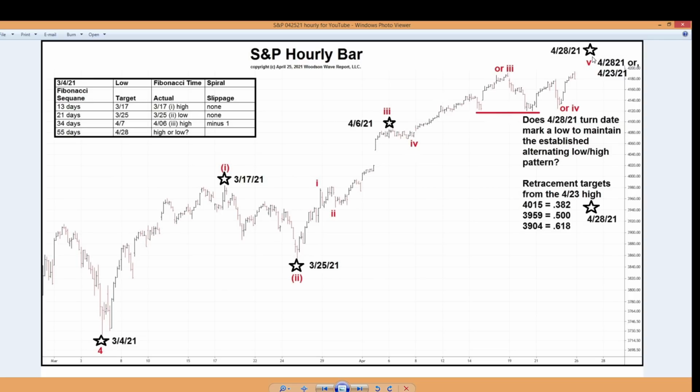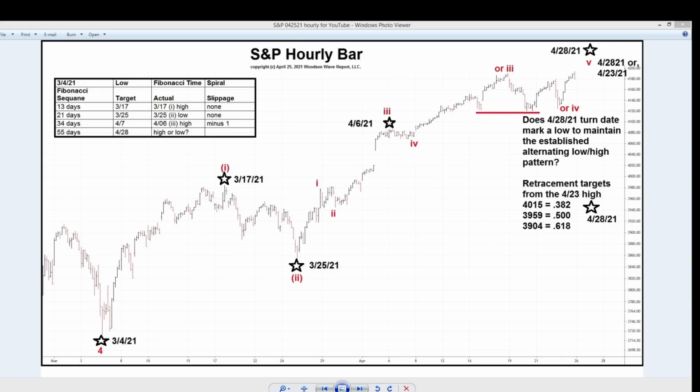So is that going to make another high, or is it going to continue alternating high, low, high, low? Was the high in on the 23rd, and now the 28th makes a retracement? That's 3 days away, and there's our targets for that. Or does it make another new high?